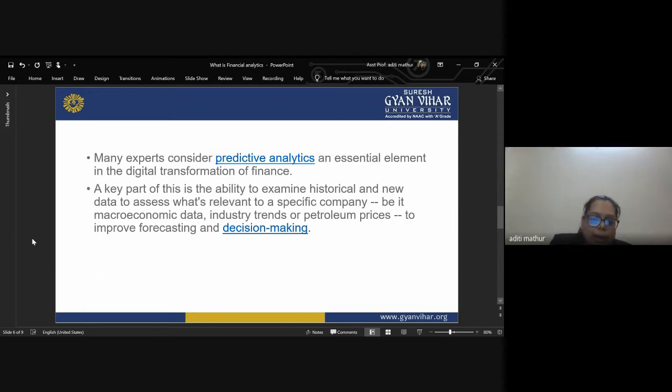Prescriptive is also there. One is even concurrent, right? Concurrent, which keeps on running. So there are different types of analytics: predictive, descriptive, concurrent, and many more.